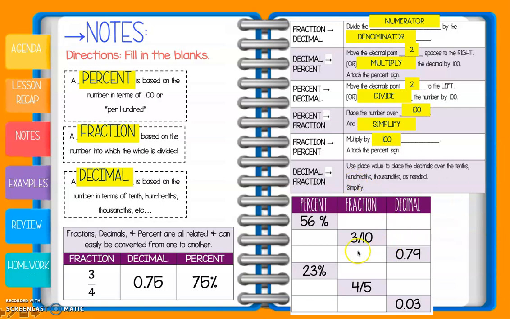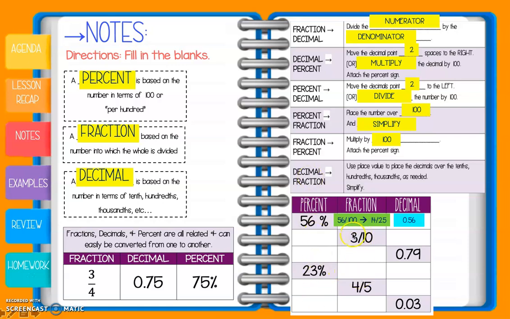Okay, so let's take a look at a few examples. Our first example here is 56%. To make that a fraction, we're going to take 56, put it over 100, and then simplify. I can simplify 56 and 100 by 4, and it goes down to 14/25. Okay. To make 56% a decimal, we are going to move the decimal point 2 places to the left, so we have 0.56.